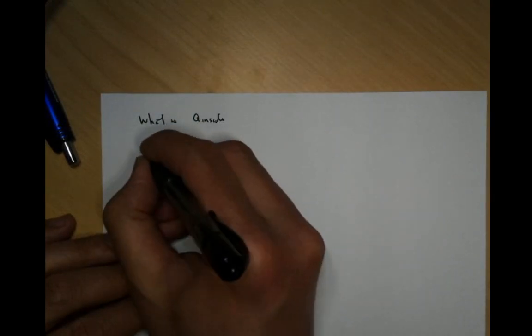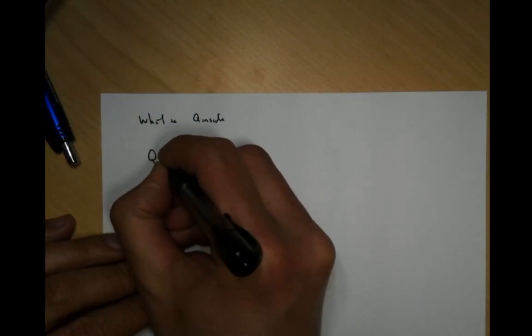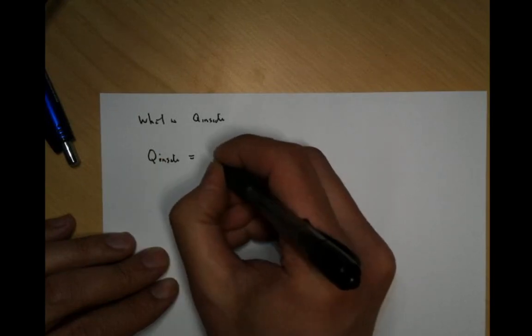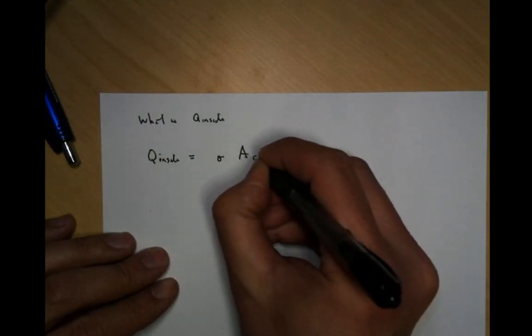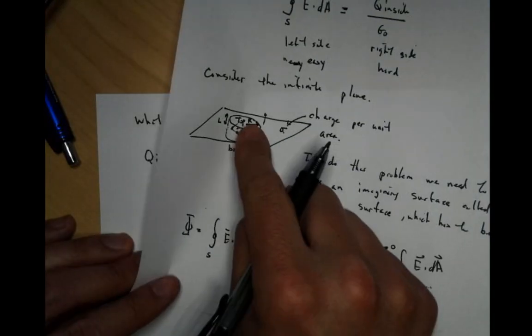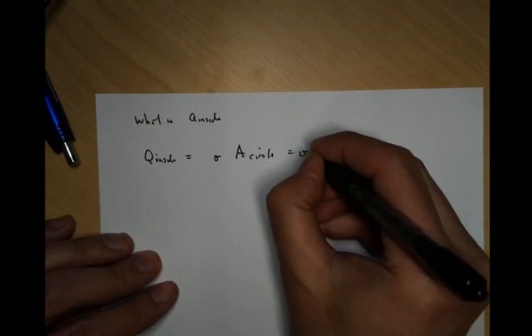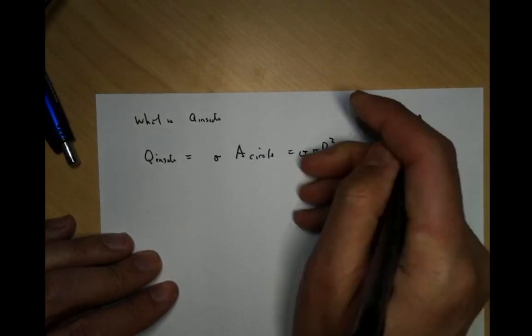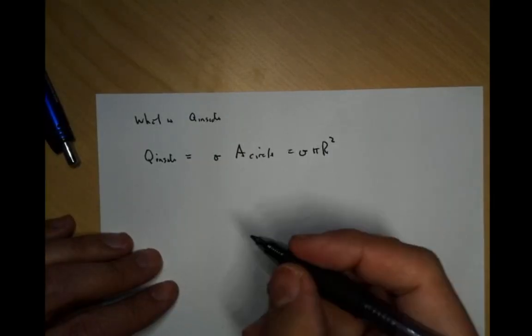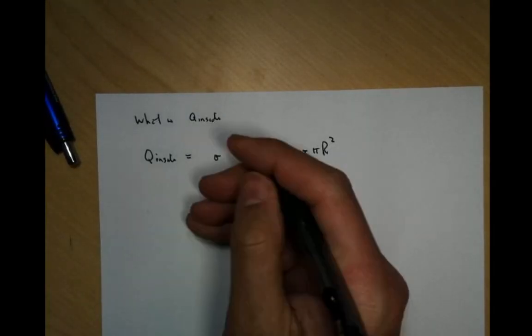Well, Q inside is equal to sigma times area of the circle. What's that circle? Look at it again. That circle is radius r, so essentially it's going to be equal to sigma times pi r squared. Okay, so now we're done. Let's get the fluxes now.